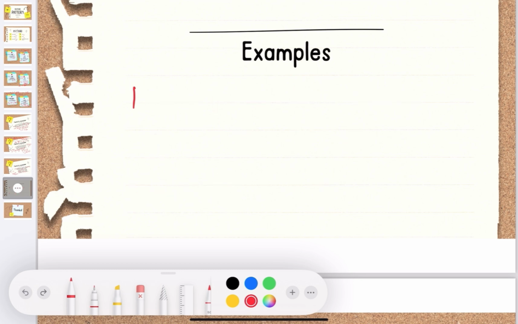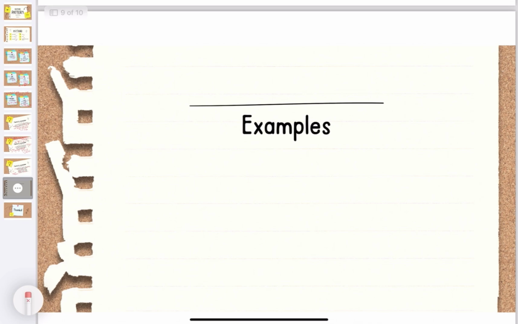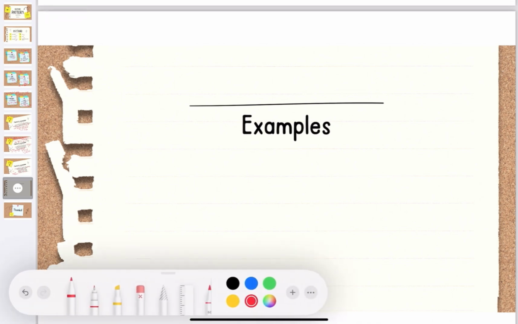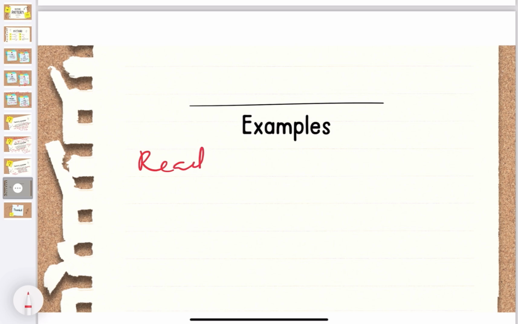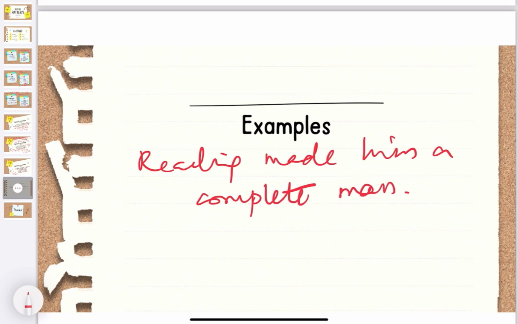This is a quite easy topic. Once you remember what kind of questions and the pattern, you can easily find out. People might get confused with the complement and adjunct, but otherwise, this is a very easy topic and you can score 10 out of 10 in this. Let's look at another example. Reading made him a complete man. So this is obviously reading is subject, made is verb, him a complete man is IODO.